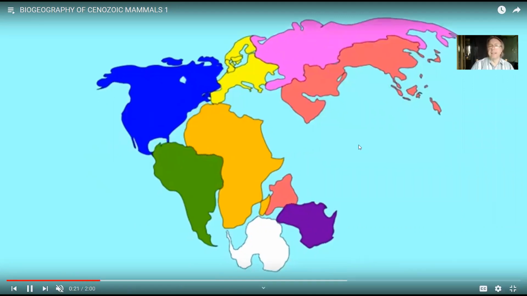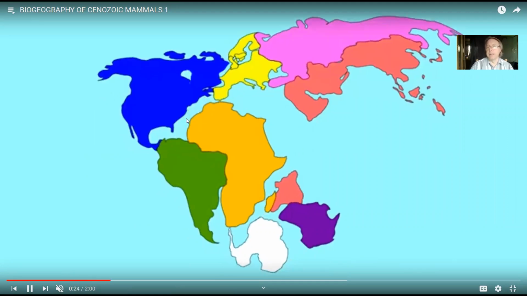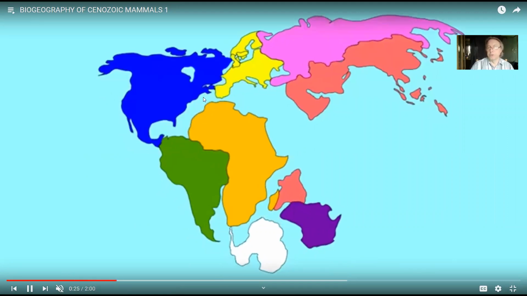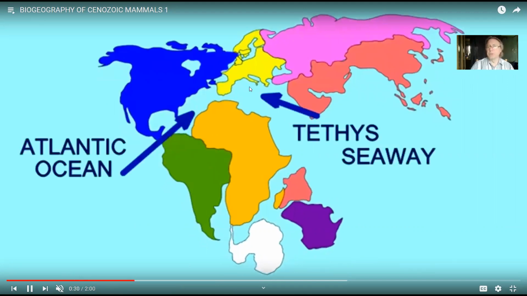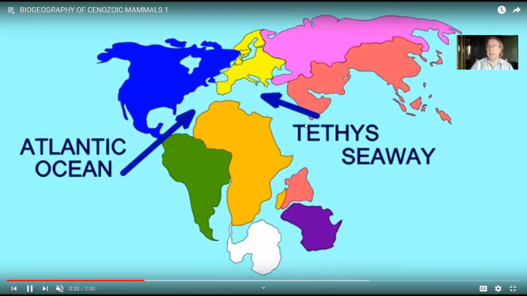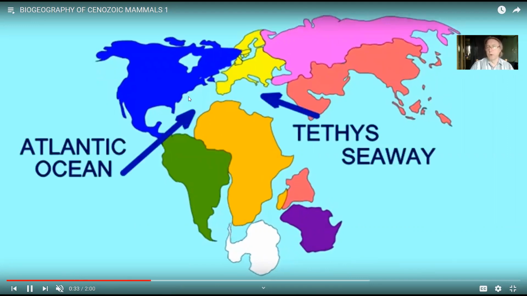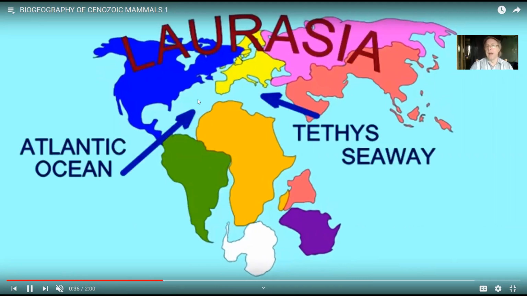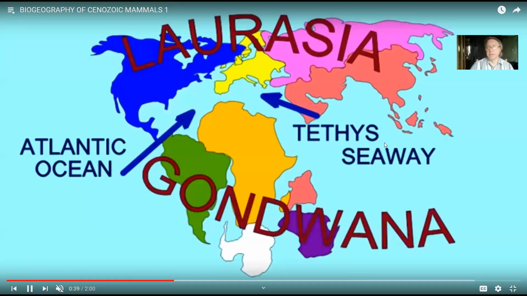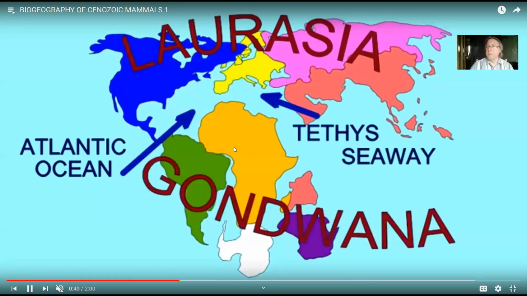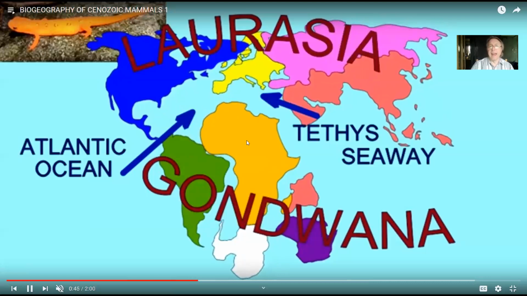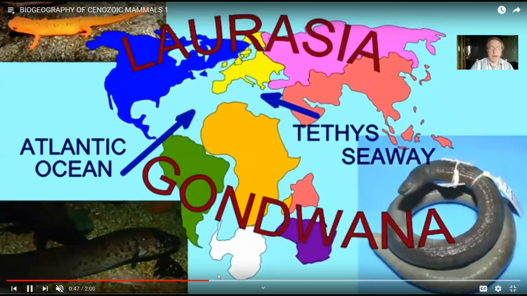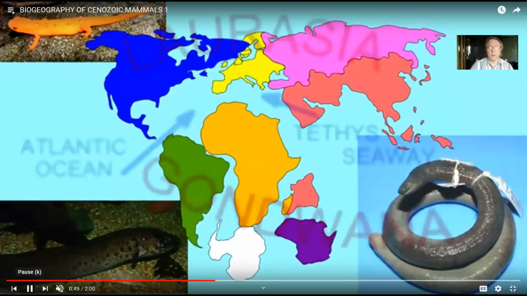But then as the Triassic period ended, the Atlantic Ocean began to form. And there was also a Tethys seaway, which would be important in the evolution of the early whales, which would separate northern and southern continents. Gondwana began to break up in the Cretaceous. So for example, South America and Africa stayed together for a very long time.